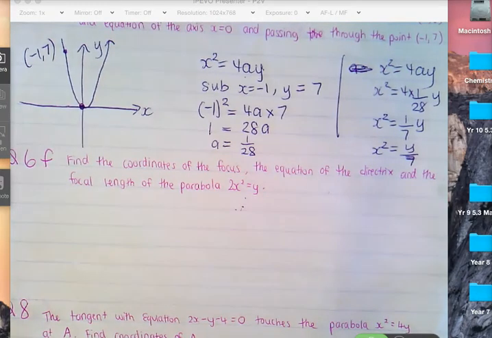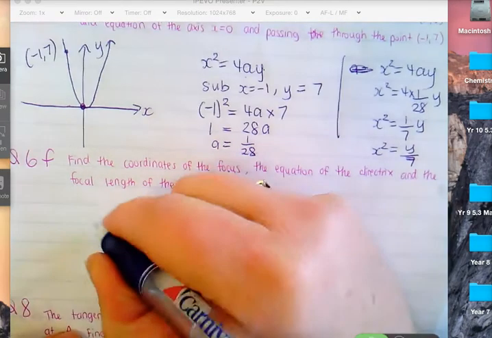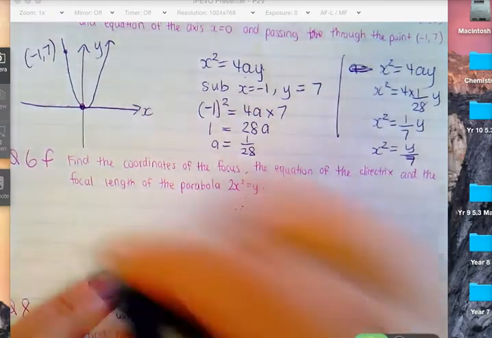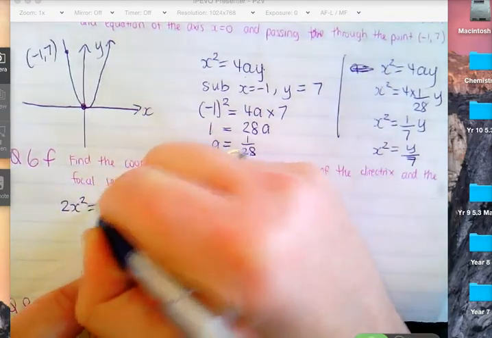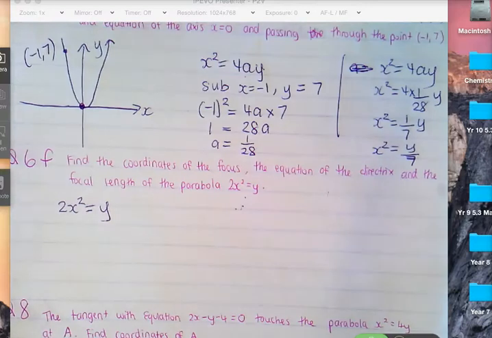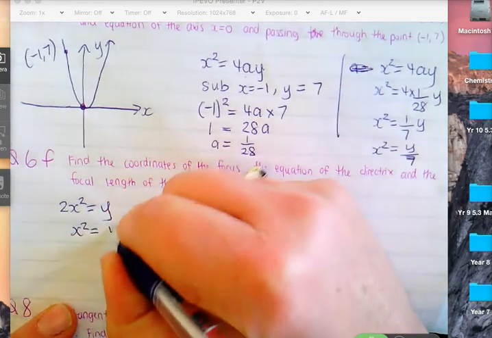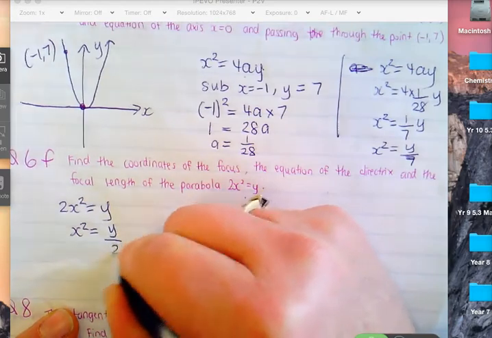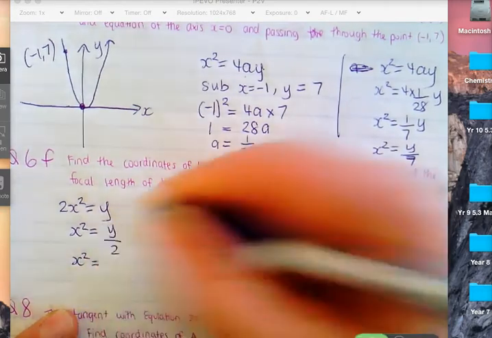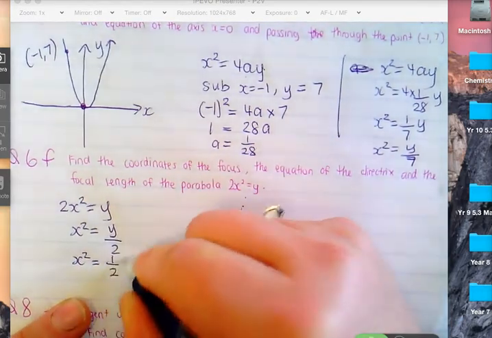And 6f says, find the coordinates of the focus and the equation of the directrix and the focal length for this parabola, 2x squared equals y. Now, we like to see it in the format of x squared equals 4ay. So what should I move? The 2. So I've got x squared is, where does the y go? Isn't it really x squared is a half y?